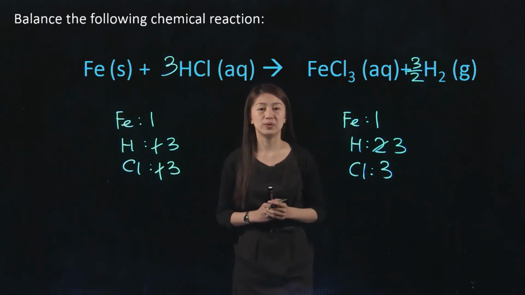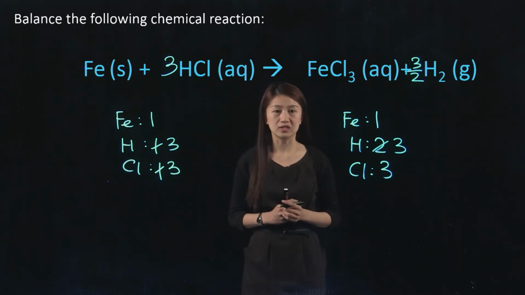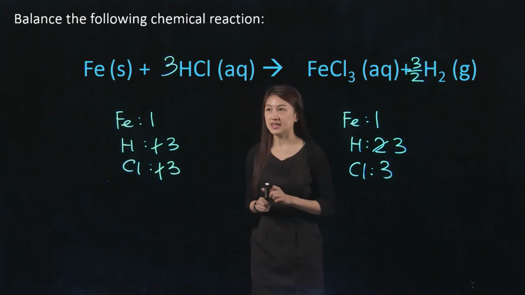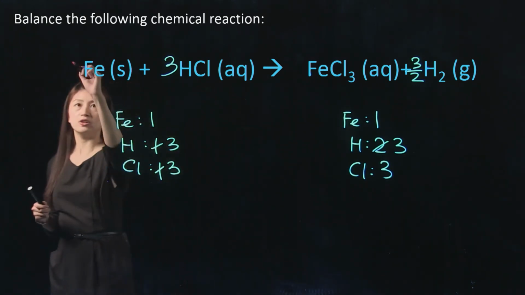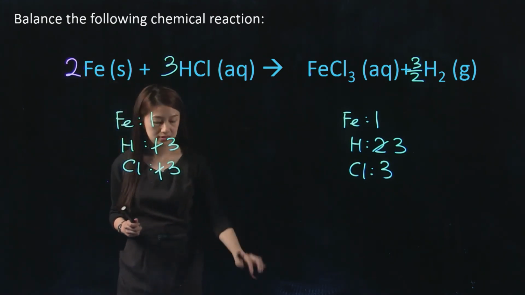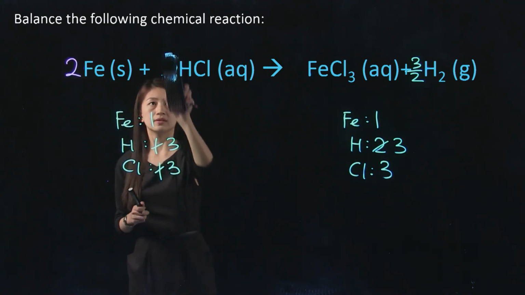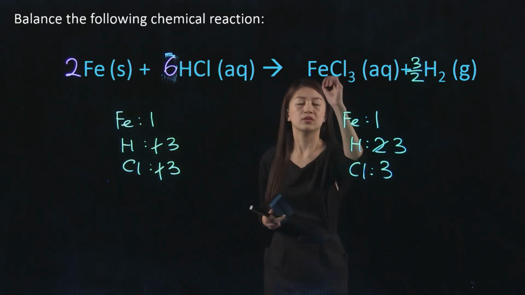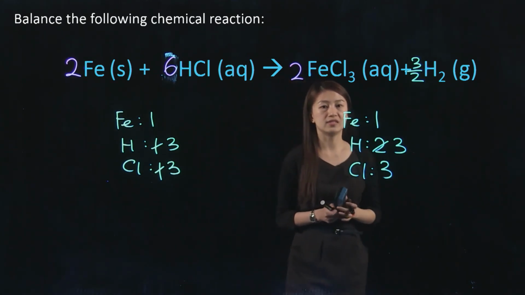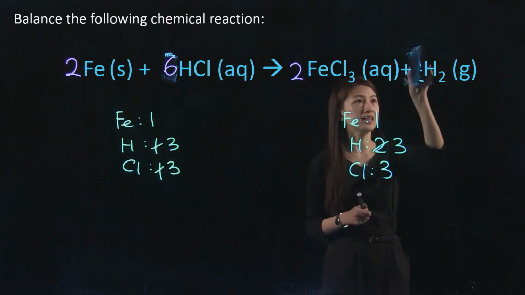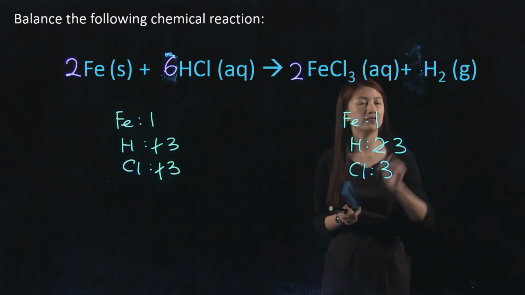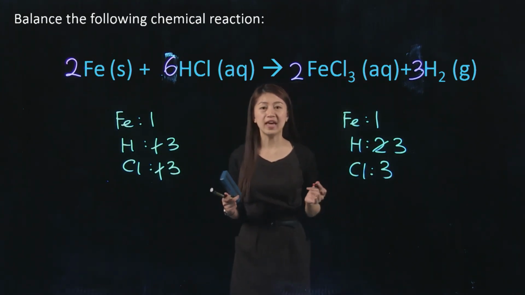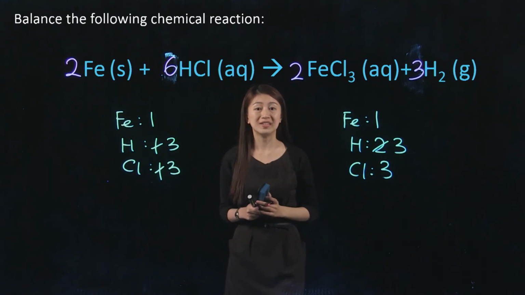Now, if you don't prefer to have a fractional number in your equation, you can multiply the entire equation by 2. In that case, you're going to have 2 Fe, 6 HCl, you will have 2 FeCl3, and in this case, you're going to have 3 H2. And there you have it. You're going to have a balanced chemical equation without a fractional number.